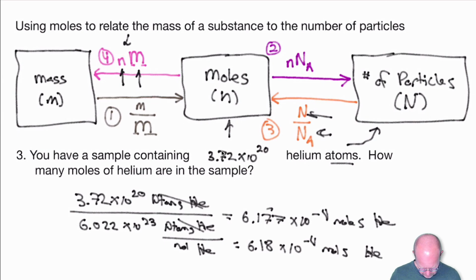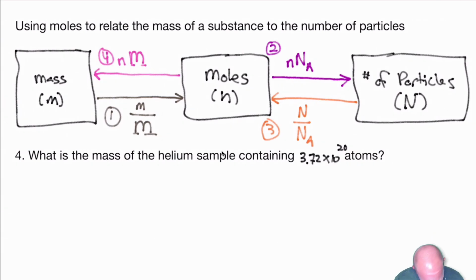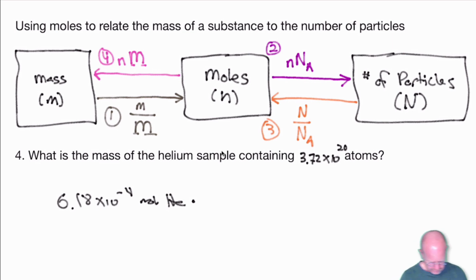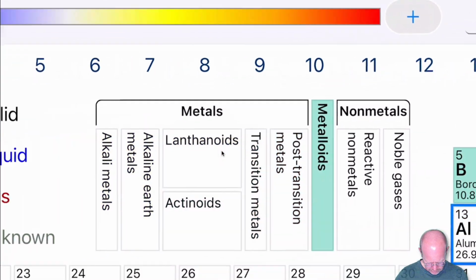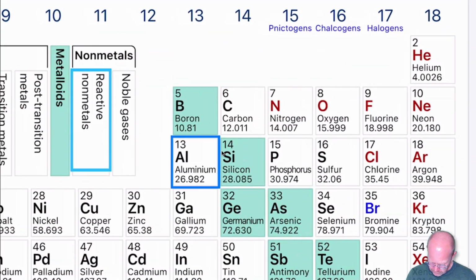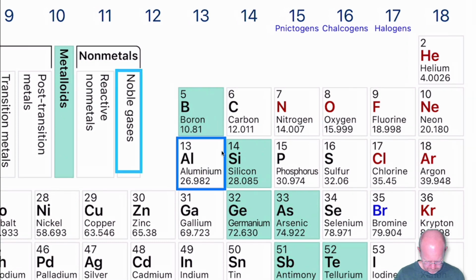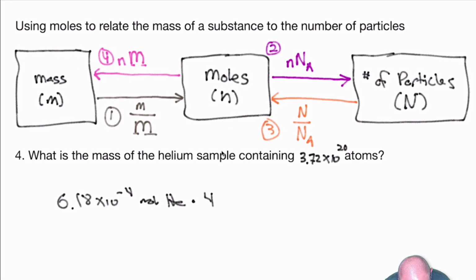So 6.18 times 10 to the minus fourth moles of helium is what we got in the last question. And so now we need to multiply that number by the molecular, or the atomic mass. So let's take a look at the periodic table. Let's go find helium. So it's 4.0026 grams of helium per mole of helium.